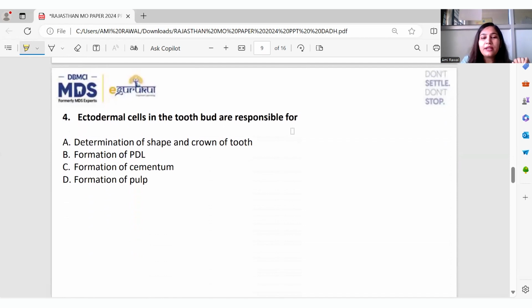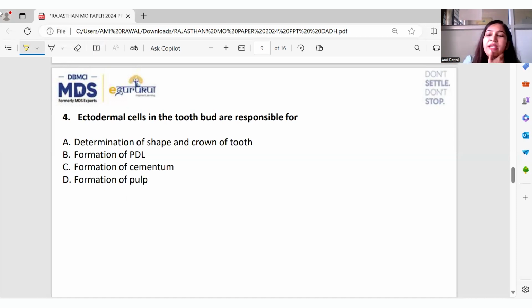Ectodermal cells in the tooth bud are responsible for. So we have discussed that enamel is formed from the ectodermal portion. Tooth bud comprises three parts: enamel organ, dental papilla and dental sac. So the enamel organ forms enamel. Enamel organ is basically an ectodermal structure. So ectodermal cells are involved in formation of the shape and crown of the tooth, as enamel determines the crown of the tooth.